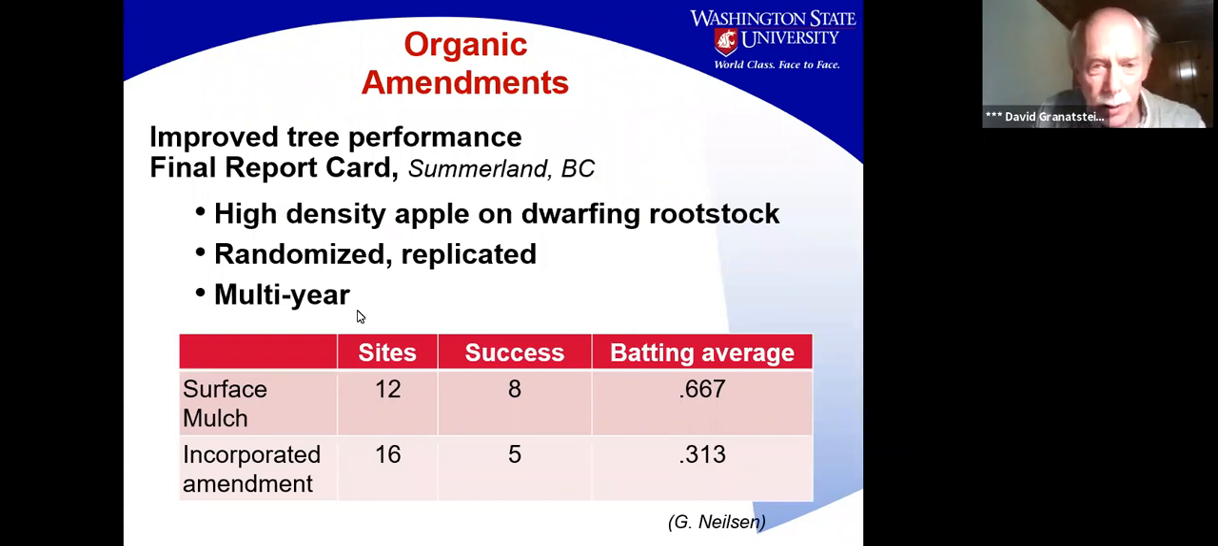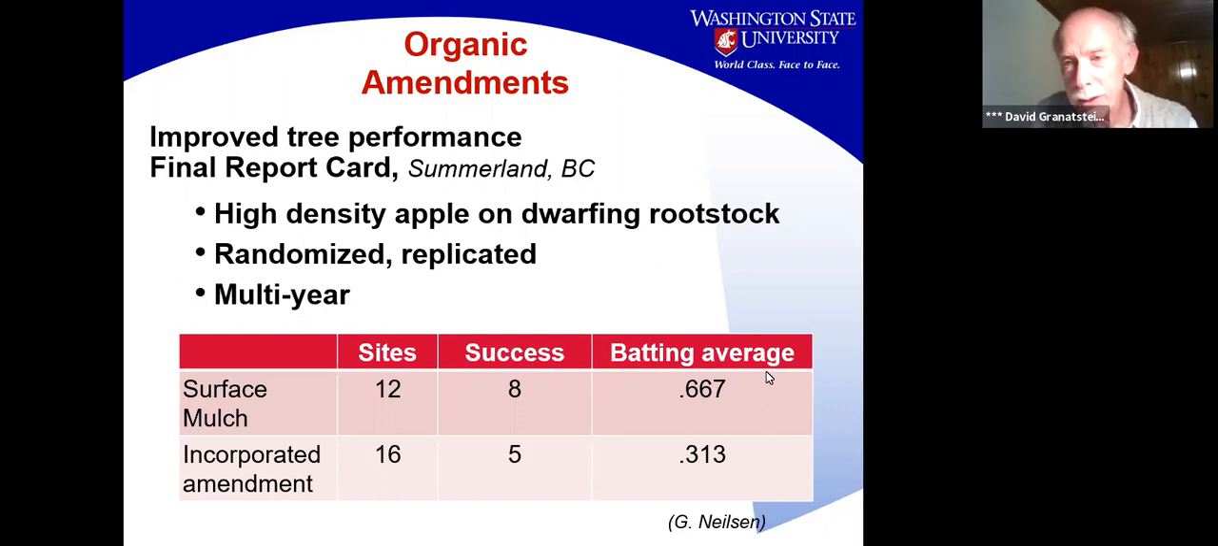In this comparison that I show in this slide of multiple orchard field trials from British Columbia, where the amendment was used as a surface mulch versus incorporated into the soil, the surface mulch led to a desirable tree outcome 2/3 of the time compared to 1/3 for the incorporated. So Jerry Nielsen kind of called it his batting average. And thus how you use it really makes a big difference.